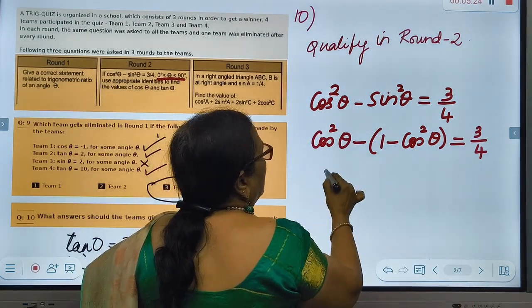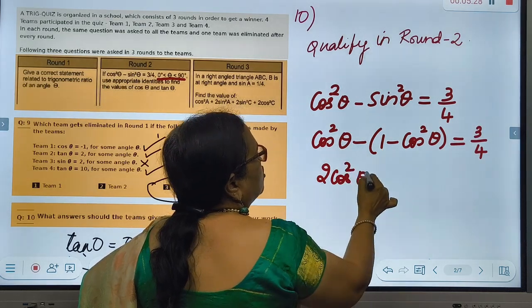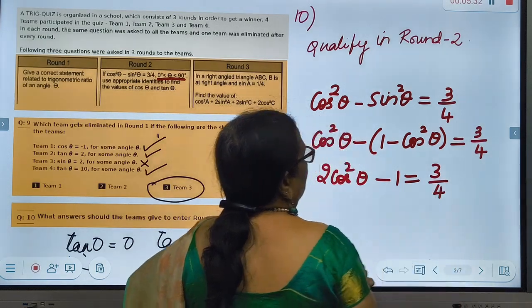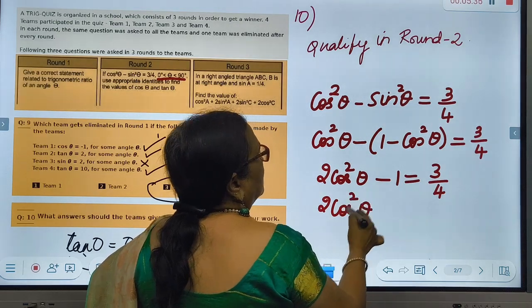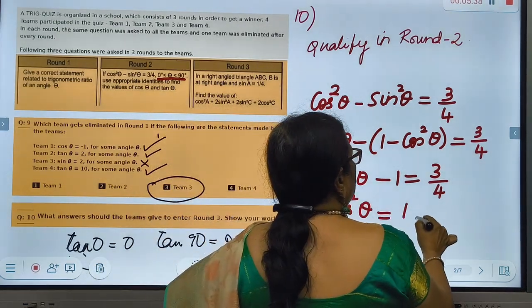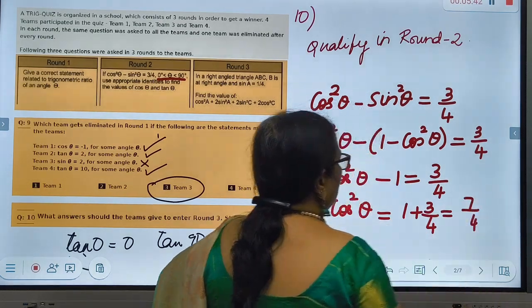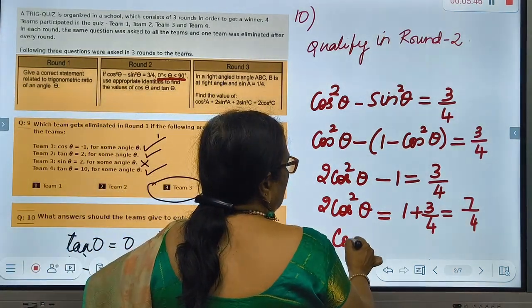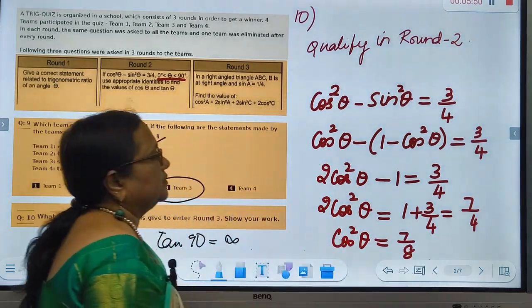So you will get 2 cos square theta. Cos square theta plus cos square theta is 2 cos square theta minus 1 equal to 3 by 4, or 2 cos square theta is equal to 1 plus 3 by 4, which is 7 by 4. Cos square theta equal to 7 by 8.